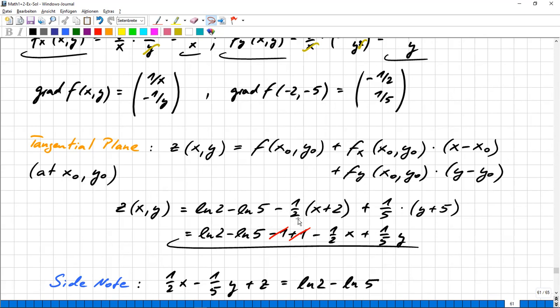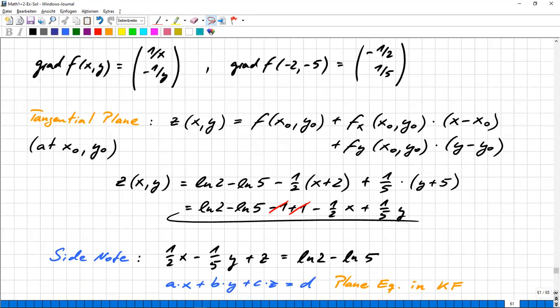Then I just remove the parentheses here. I get -1/2 x. Here it is. And I get, from behind, plus 1/5 times y. And then also -1/2 times 2, which is -1, put it here. And then plus 1/5 times 5, which is also this time plus 1. So these cancel out, but everything else remains nicely.